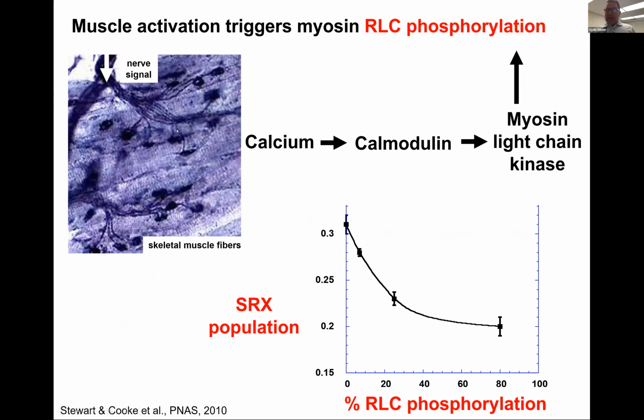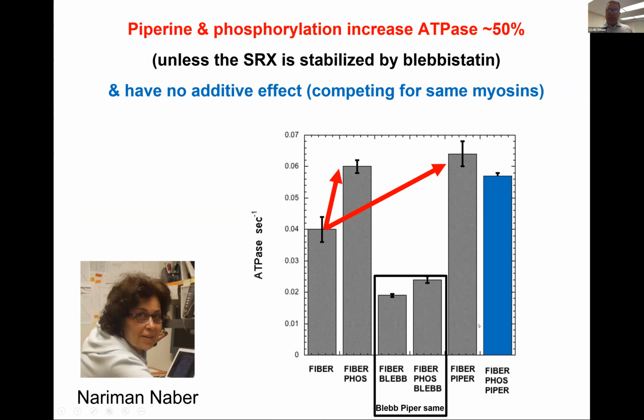With muscle activation, there's calcium release, which binds to calmodulin, activating myosin light chain kinase, phosphorylating the regulatory light chain of myosin, the same part of myosin that Hipporine acts on. And Melanie had shown in the previous work that we discussed just a few slides ago, that with increasing regulatory light chain phosphorylation on myosin, you have a successive reduction in the superrelaxed state population.